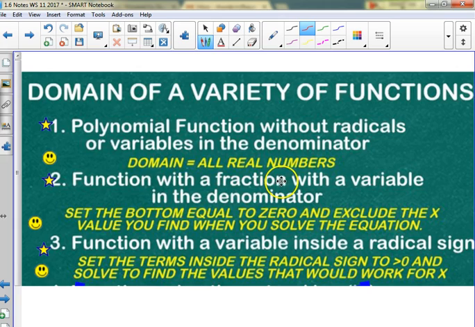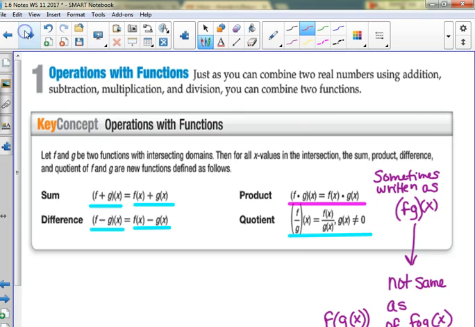A function with a fraction, with a variable in the denominator: if you set the bottom equal to 0, exclude the x value. If there's a variable inside a radical, set the terms inside the radical to greater than or equal to 0 and solve. Everybody good? It's repeating. I just found this little graphic that explained it.